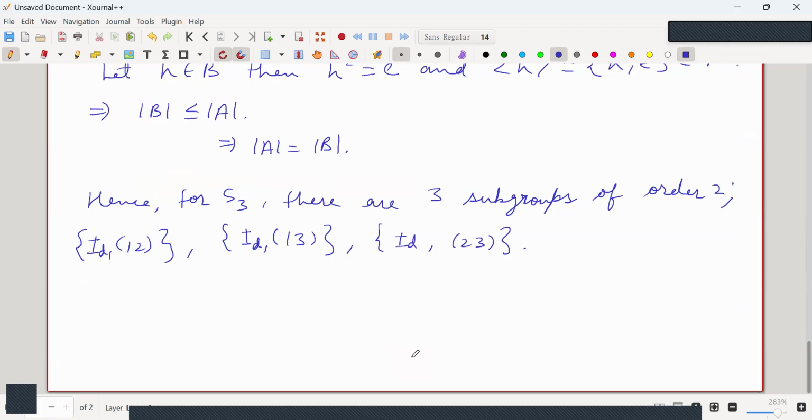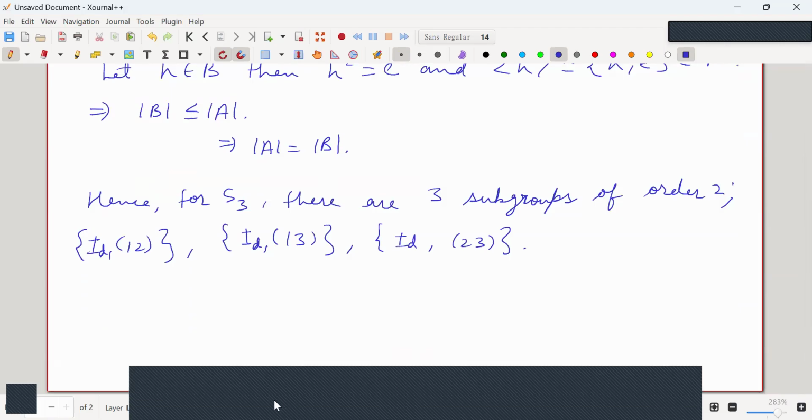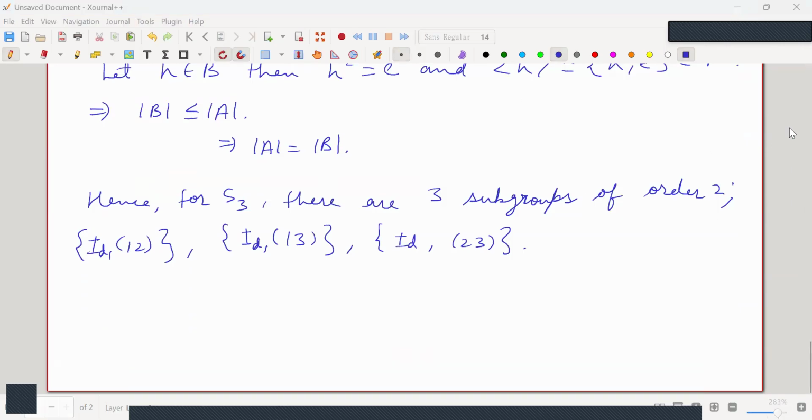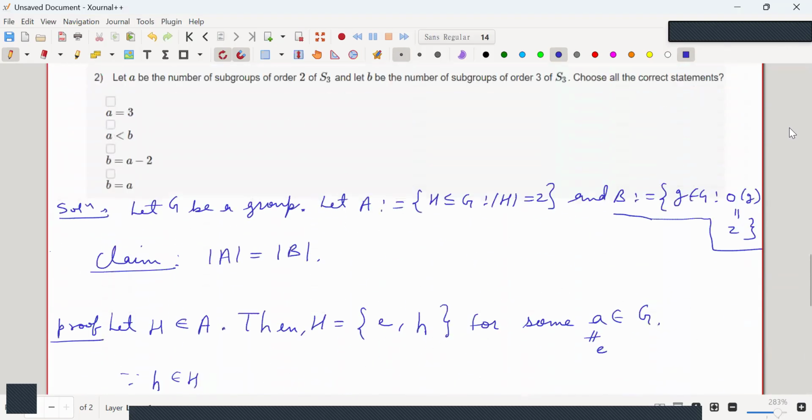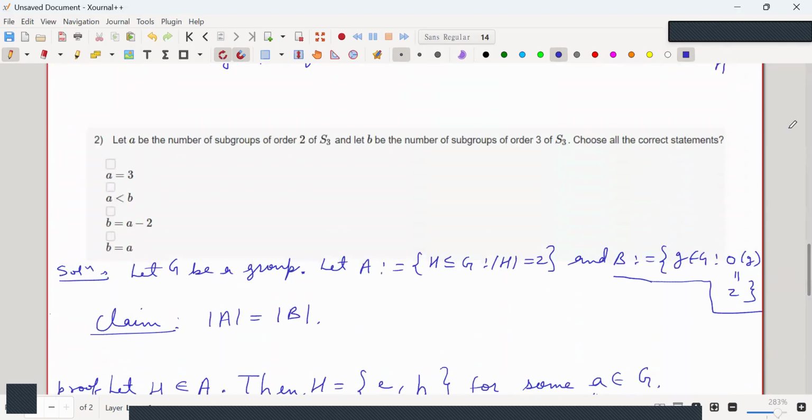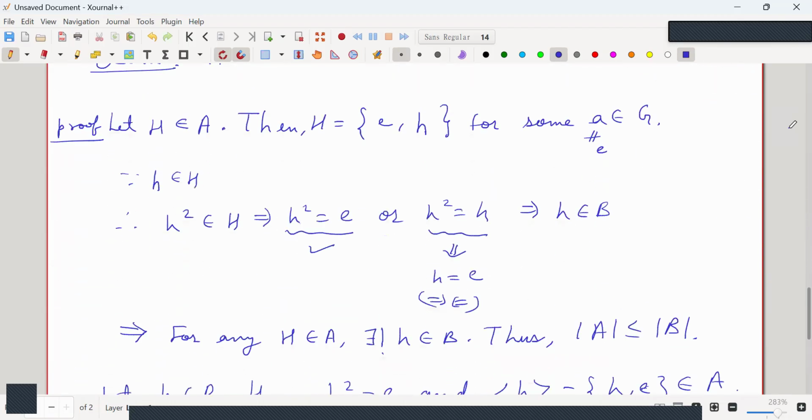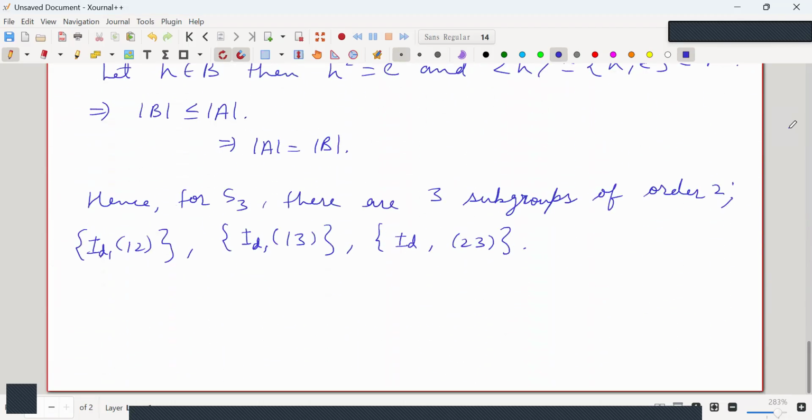But the same thing doesn't hold true for subgroups of order 3. And you have this particular group as an example. So what about the number of subgroups of order 3 in S3? That's only one. There is only one. So A equal to 3 is correct and B is A minus 2. That is correct. So what is that subgroup?